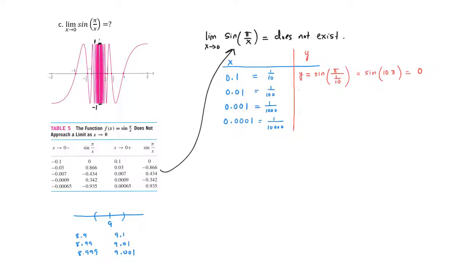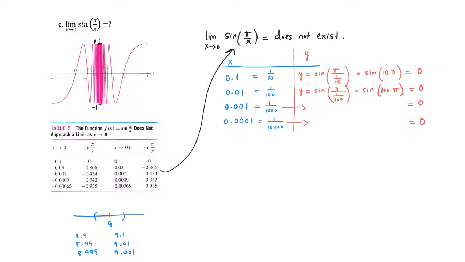Similarly, if I do this one here, the second one, this will be sine of pi over 1 over 100. That will be sine of 100 pi. That will give me 0. And in the same way, if I do this one here and this one, I am going to get 0 and 0. So erroneously, we would have concluded that the limit exists at 0 and that it is equal to 0. So this is one of the deficiencies of tables.